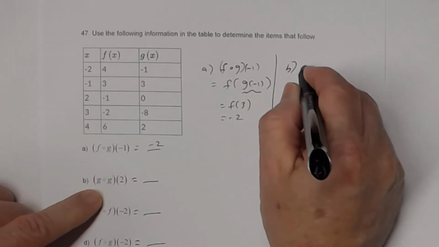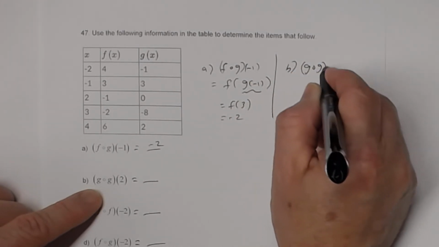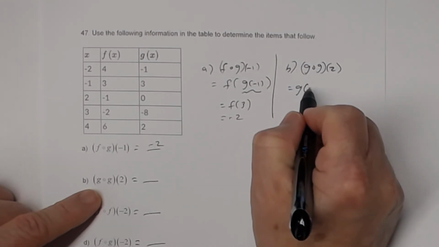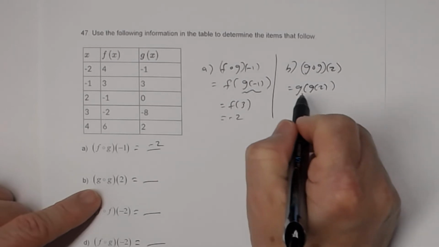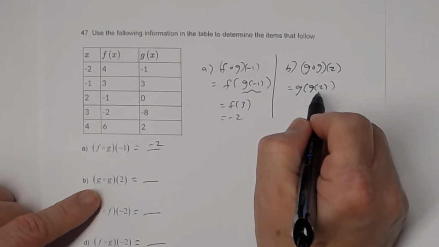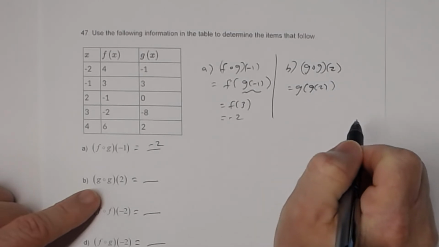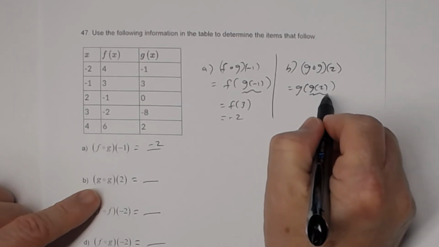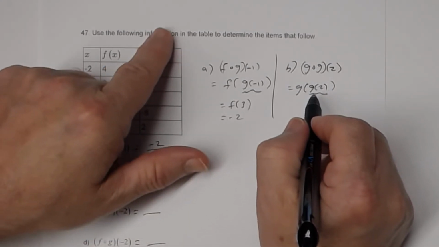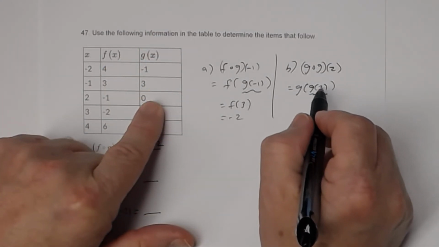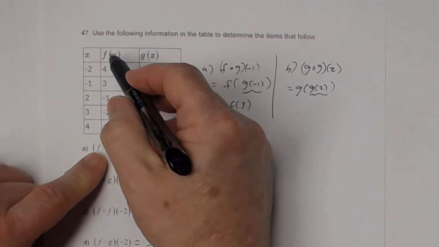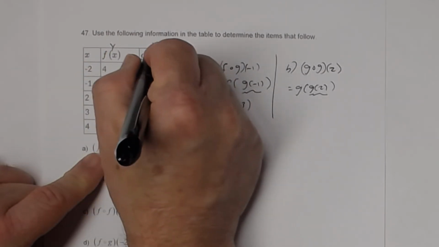So in b, you have g composed with g at 2. So by definition, that means g of g of 2. Notice the notation, how I wrote it: g parentheses, g parentheses 2, close parentheses. So you always do the innermost first, g of 2. Remember, g of 2 means I go to my g of x column, and when x is 2, I find out what that y value is. So there's your x. These are your y values. Remember, f of x means the same thing as y.